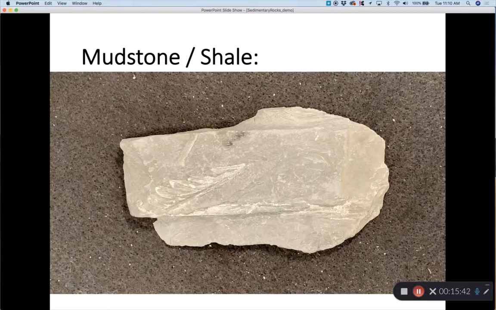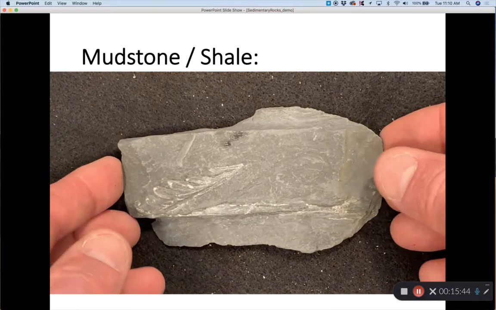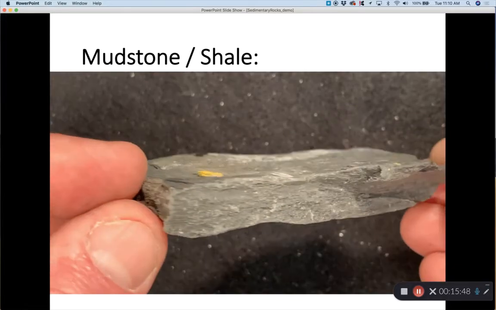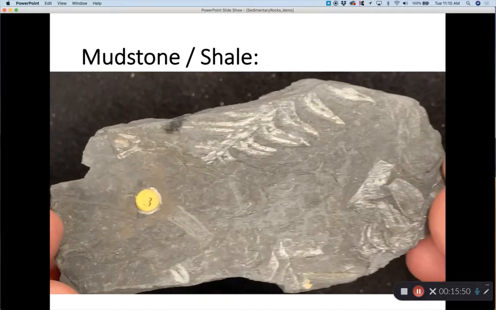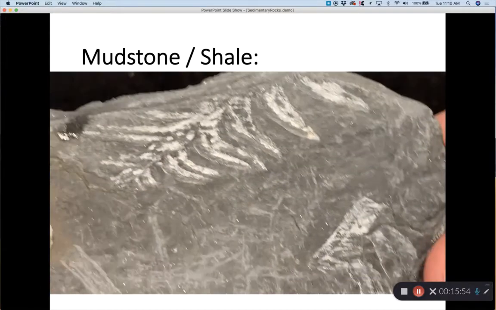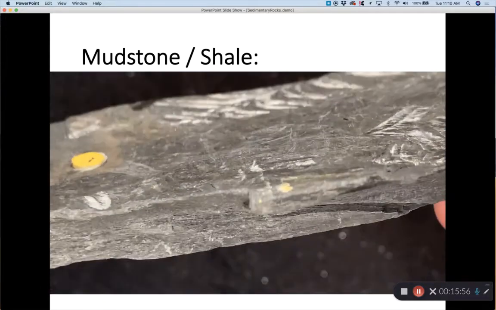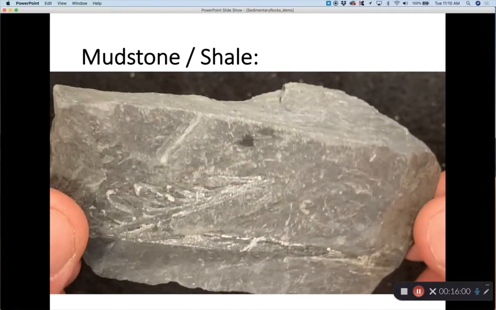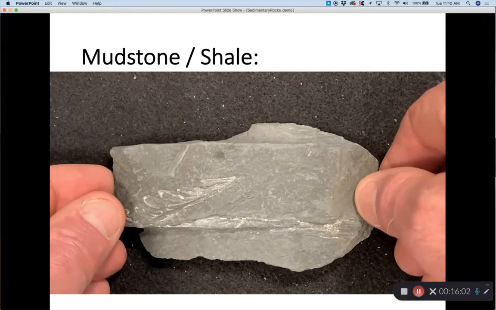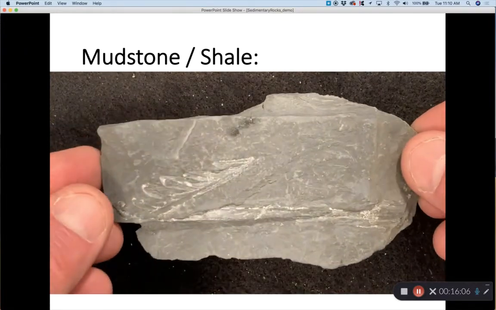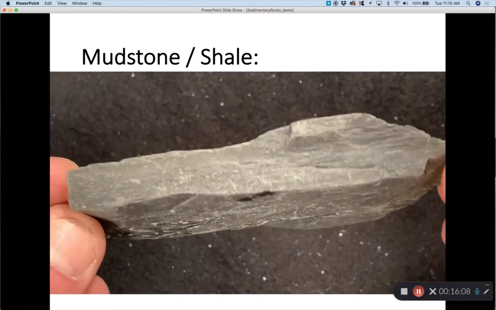Let's look at an example. Typical mudstone, well actually this is a shale, a mudstone and a shale. So this is a rock that's splitting into thin layers, and we can see on the bedding surface of the rock some fossil fern leaves preserved. So this was a mud that was deposited in an environment where ferns were growing, and the fern leaves became trapped in the mud and became fossils.